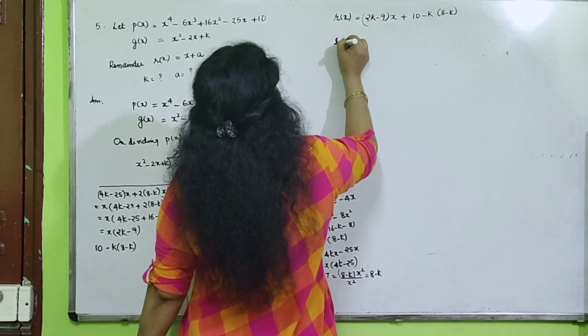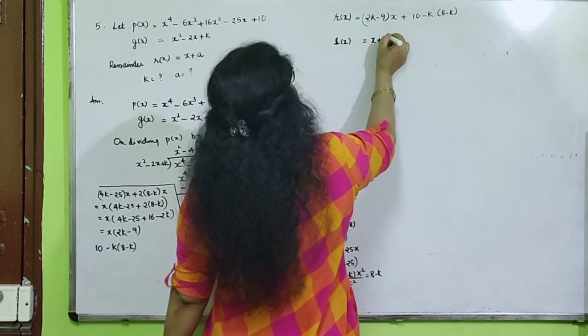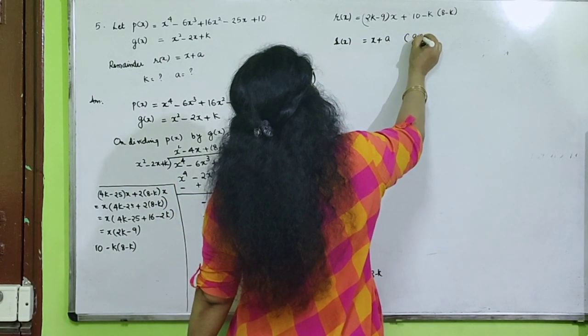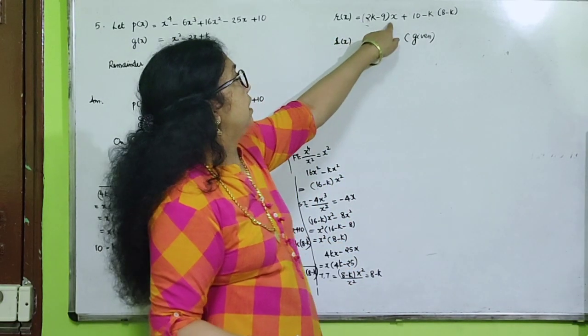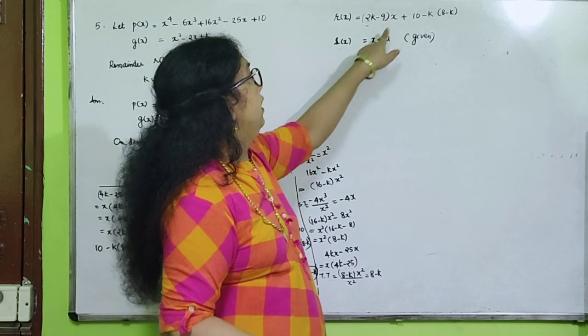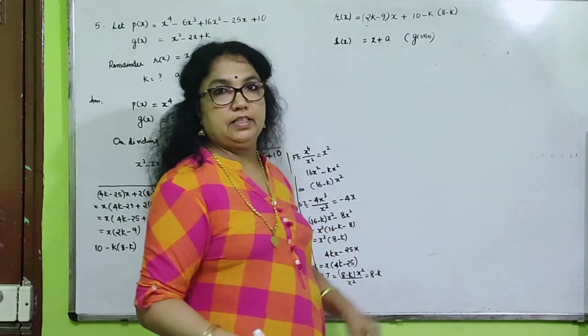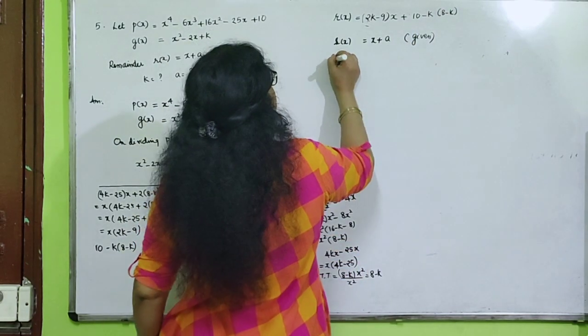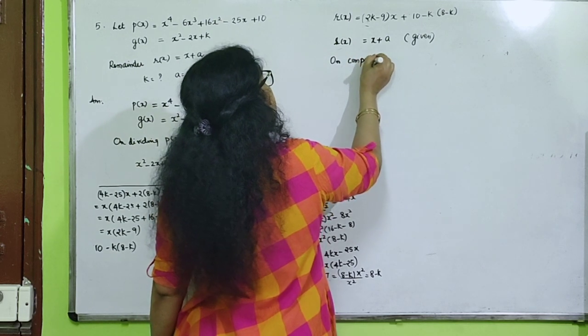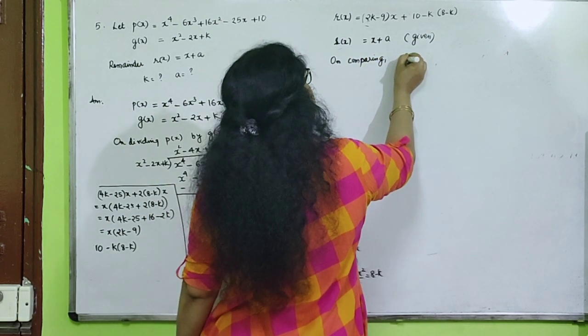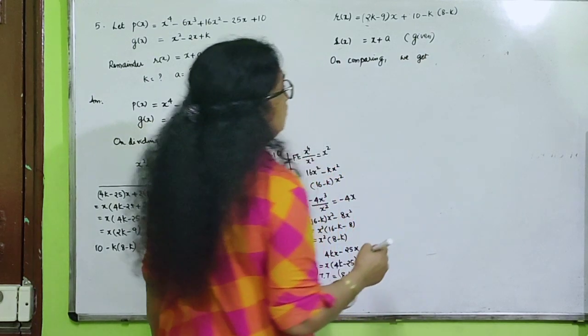The remainder is given as x plus a. Now you have to compare this. X plus a means this is the term containing x, so this is x and the remaining term is a. On comparing, we get these two. You have to compare.